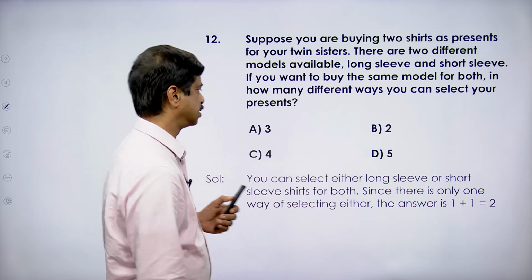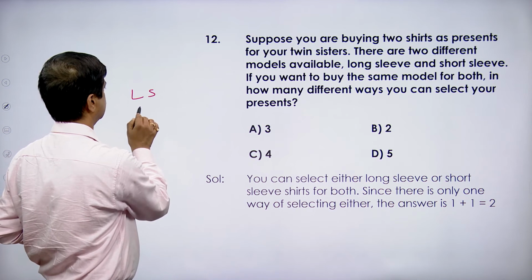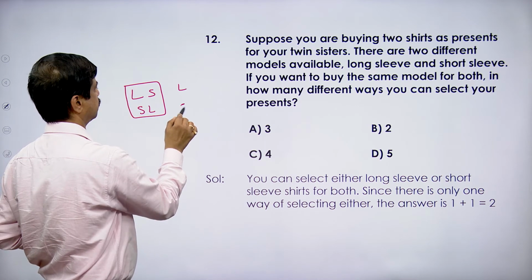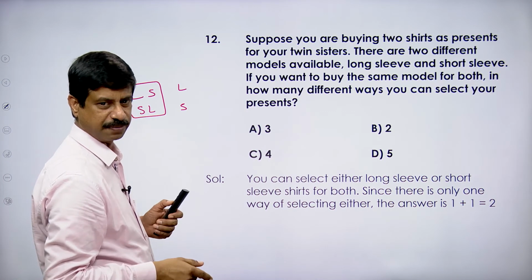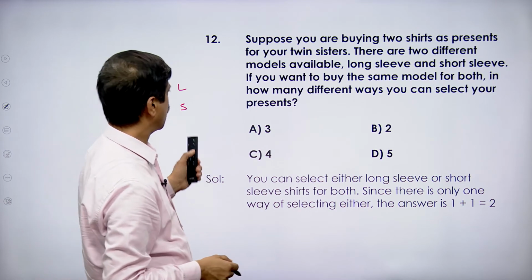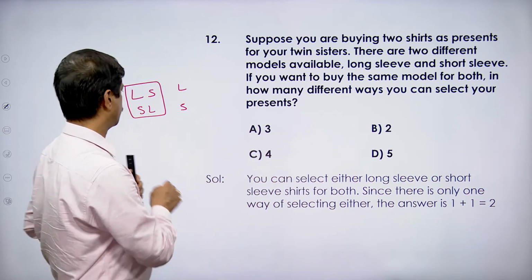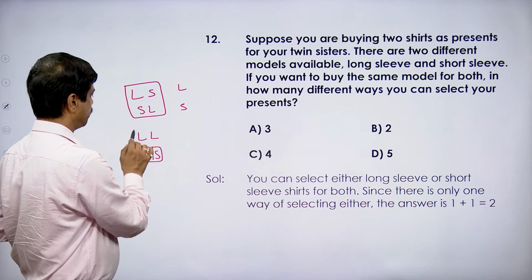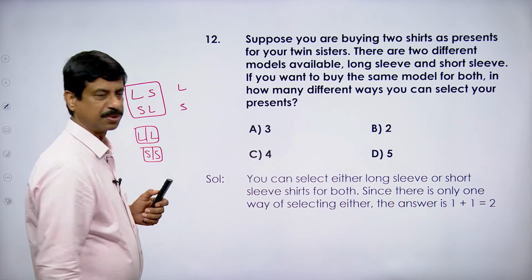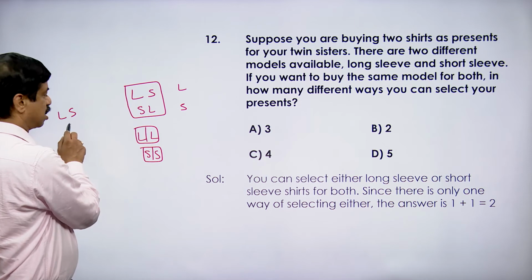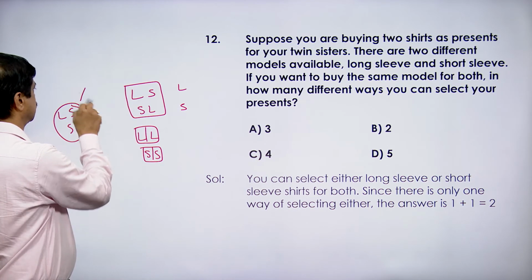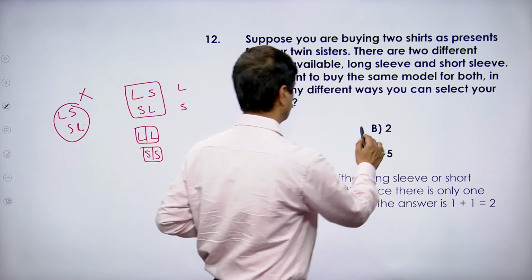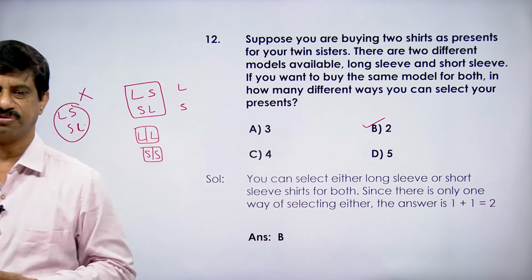So now if you look at this, one is long sleeves and the other is short sleeves. Let's call long sleeves L and short sleeves S. Now you have to select the same for both people. So both can have long sleeves, or both should have short sleeves. So how many ways can you do this? Only 2 ways. You cannot buy one long and the other short, or short and long like this. These are not accepted. So the only possibility is long and long or short and short. So this can be done in 2 ways, which is option B. Please note it fast, quick.